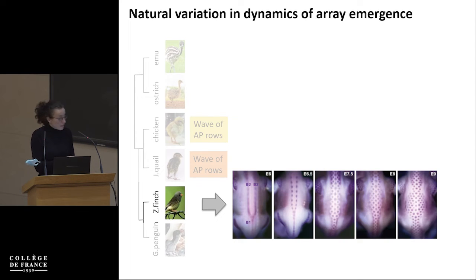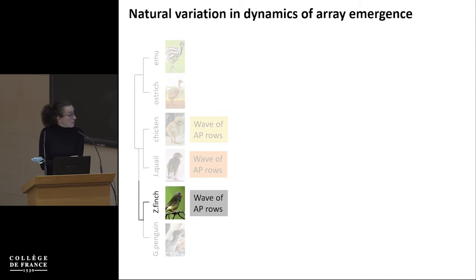In the finch, it is very similar. The initial conditions are a bit different, but you also have this medial to lateral wave of primordia emergence that ends up with a bit of a thinner tract. So in these three species, there is a clear morphogenetic wave of primordia emergence.